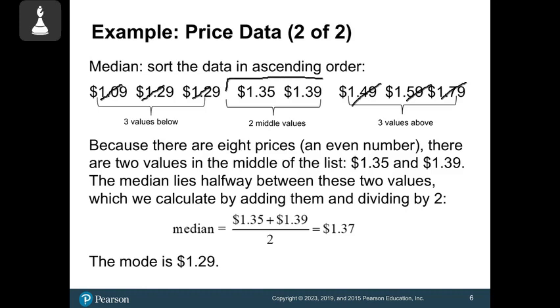When you're left with two, we have to find the middle of the middle. Anytime there is an even number of data, you're going to have two numbers left in the middle. So we're going to find their middle. We do that by adding the two values together and then dividing by 2. So $1.37 is going to be the median. And then when it comes to the mode, you just have to look at all of the numbers, which one was written the most. And that was $1.29 is the mode.